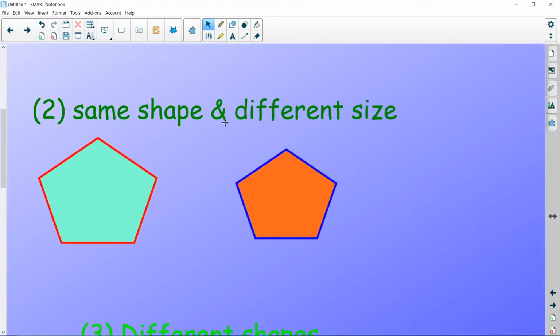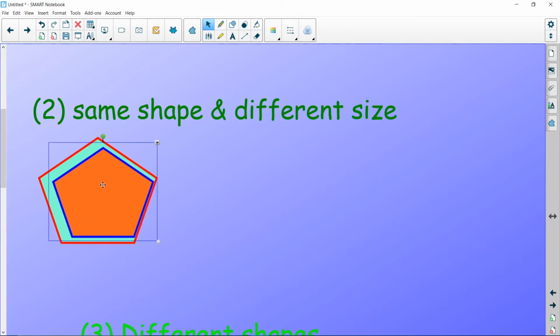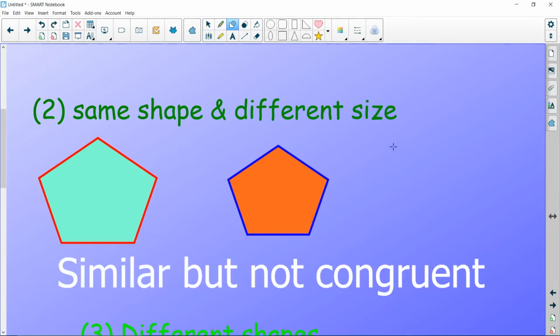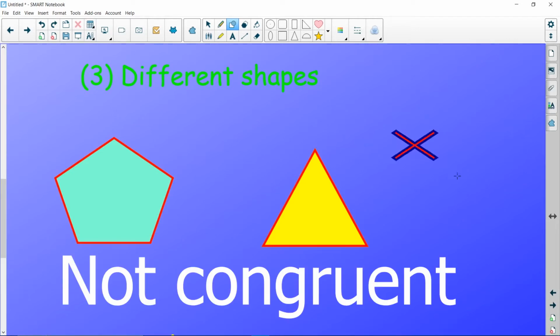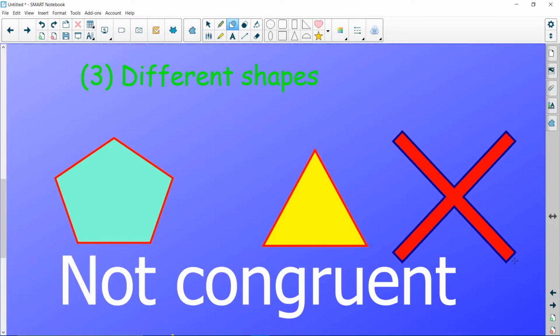Let's look here. This pentagon and this other pentagon have the same shape, but they have different sizes. So I cannot say these two polygons are congruent. These two polygons have different shapes, so I cannot say that they are congruent.